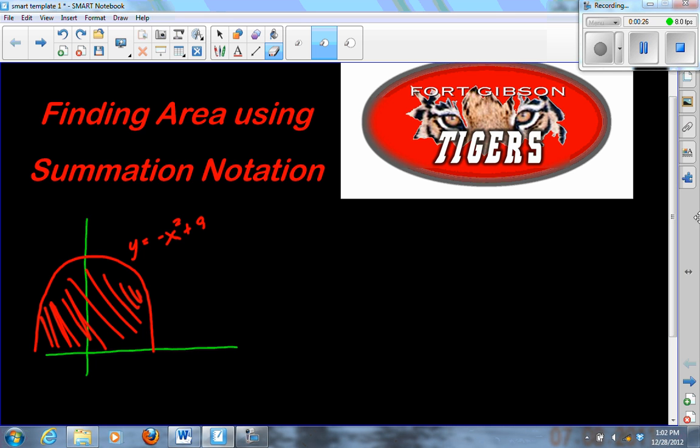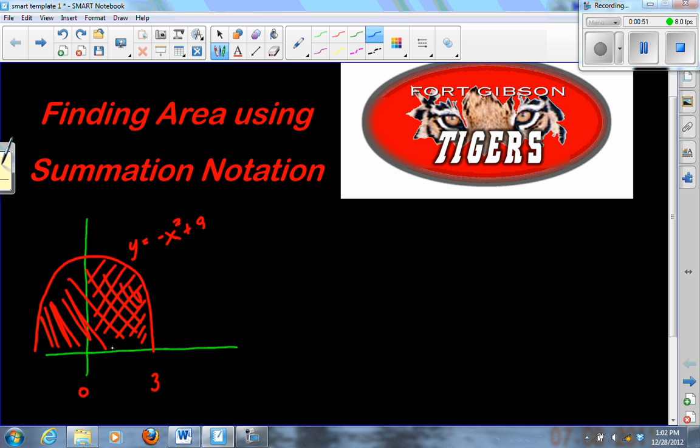So if you want to do that, you could use summation, or maybe let's just say we're going to do this part right here, just from 0 to 3. And we're going to do that by using some rectangles.